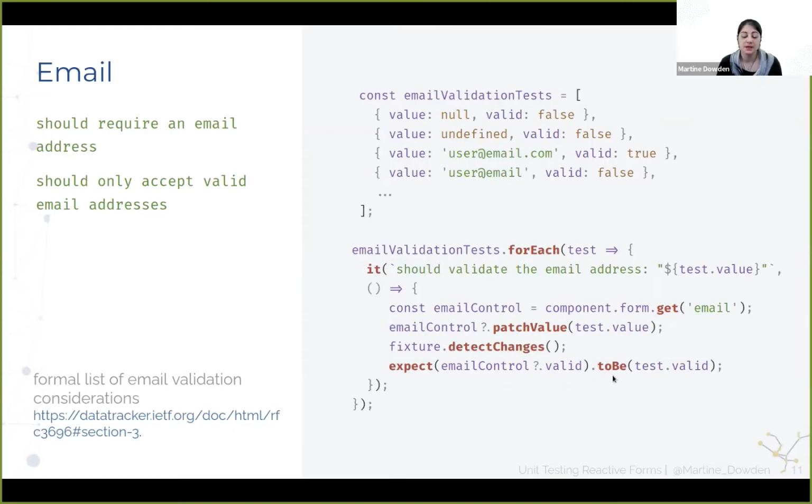In this case, instead of to be true or to be false, I'm going to say to be, and I'm going to pass true or false, right? Because test.valid is coming from, this is our valid. So for the first test, as it goes through, I'm going to patch in null as our test value, and we're going to expect the email control to be invalid. Notice I actually put the test.value here.